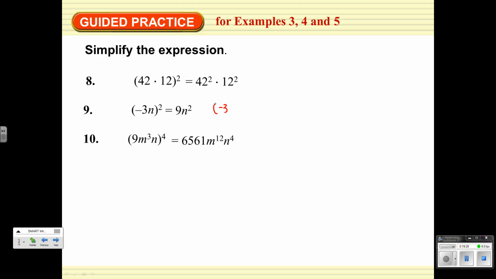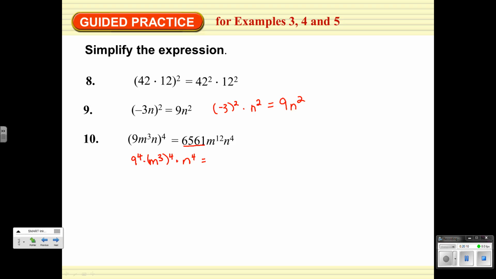I had to do -3 squared times n squared, and -3 squared is 9, and this is n squared. Okay, to help you with this one, I end up doing 9 to the 4th, and then m to the 3rd, all to the 4th. And then my next thing, so I do 9 to the 4th, m to the third to the fourth, and then I do n to the fourth. Okay, and then so 9 to the fourth is 6,561. M to the third to the fourth becomes m to the 12th because 3 times 4 is 12. And then n to the fourth is just there.